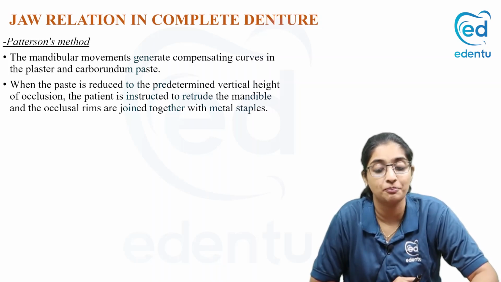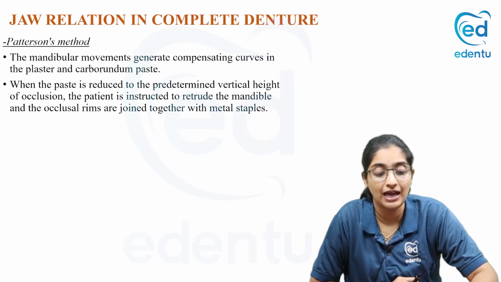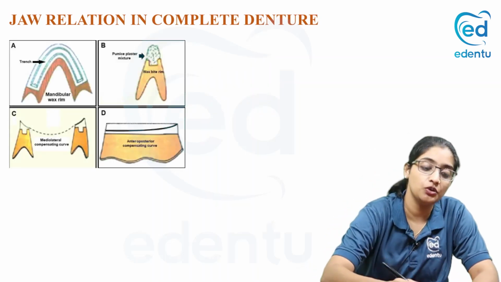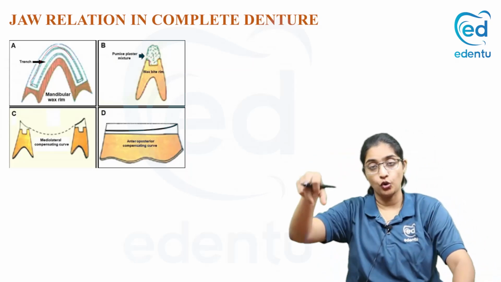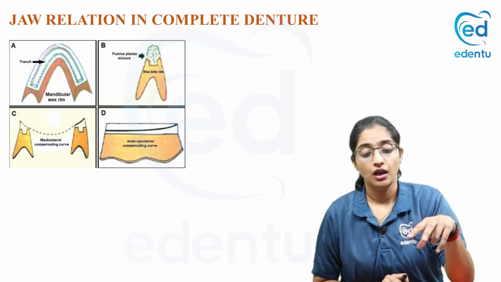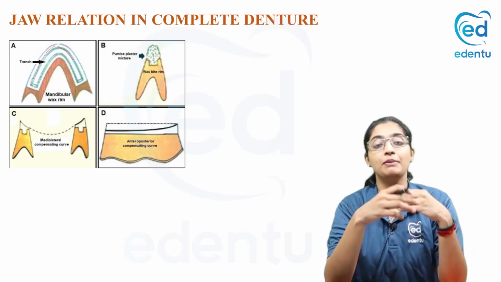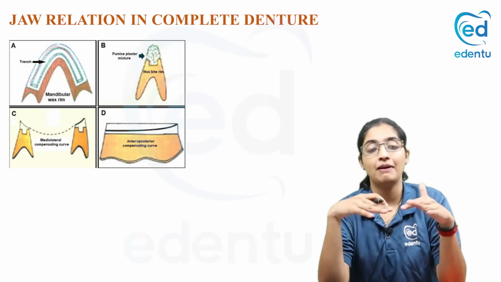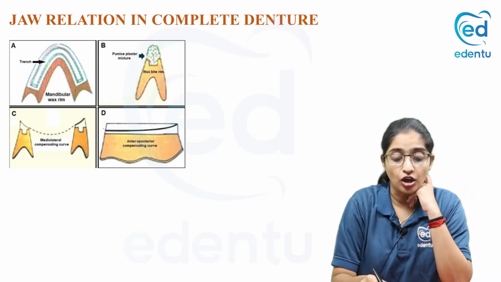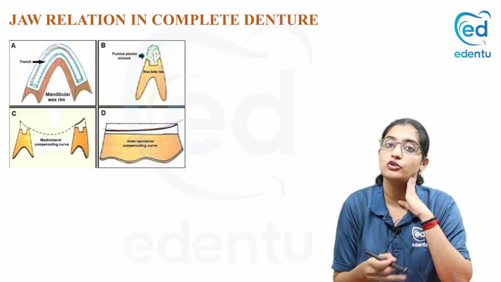When the paste is reduced to the predetermined vertical height of occlusion, the patient is instructed to retrude the mandible and the occlusal rims are joined together with metal staples. So basically you have this trench which is made along the whole mandibular denture, and you pour a mixture of plaster and carborundum, or maybe plaster and pumice mixture, into it, and you make the patient do all the movements, front, back, right, left, and keep repeating it. So what happens is the compensating curve is included and the mediolateral curve is also generated.